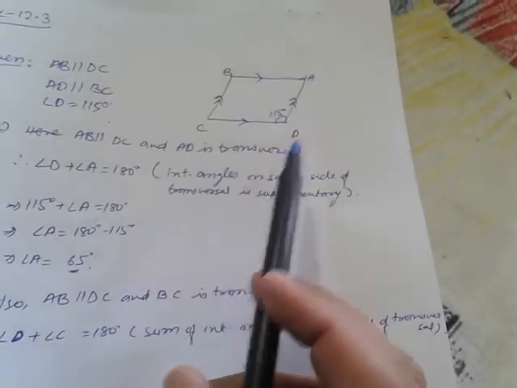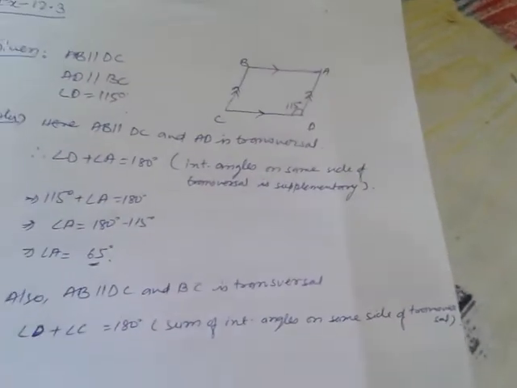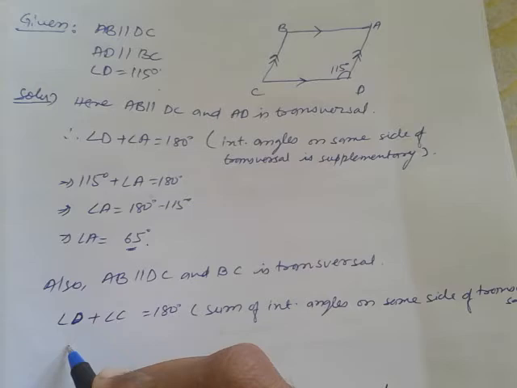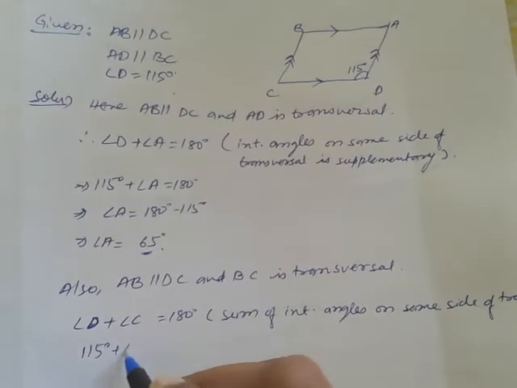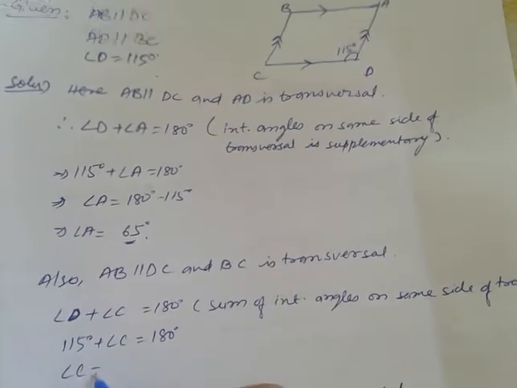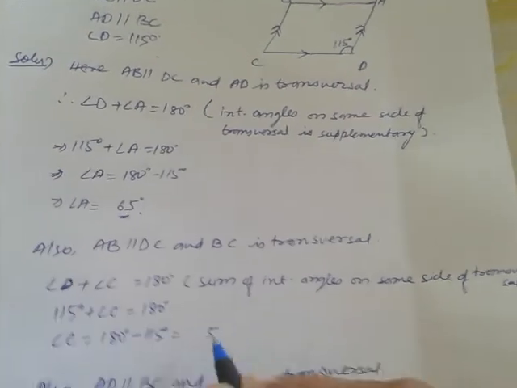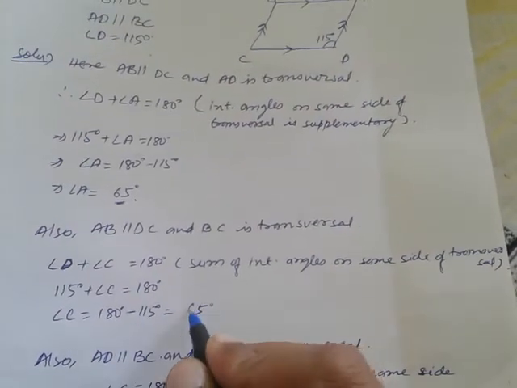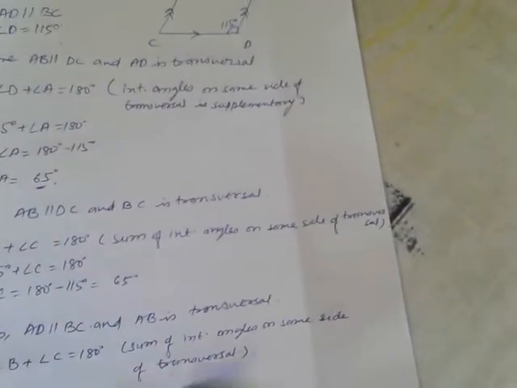Again, AB and DC are parallel, but this time we take the transversal as BC. So in this case, D plus C equals 180. We know the value of D, that is 115. We don't know the value of C. C equals 180 minus 115, and in this case you again get 65. C also is 65.